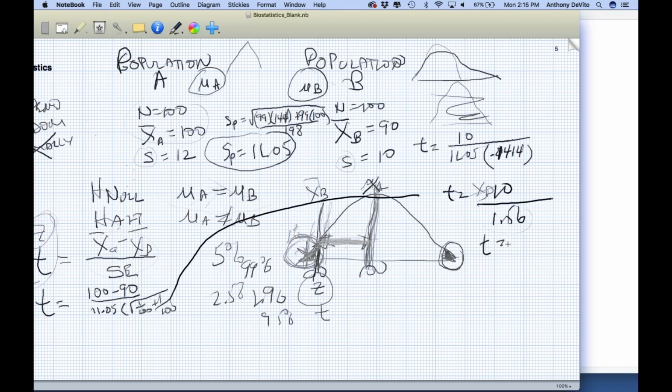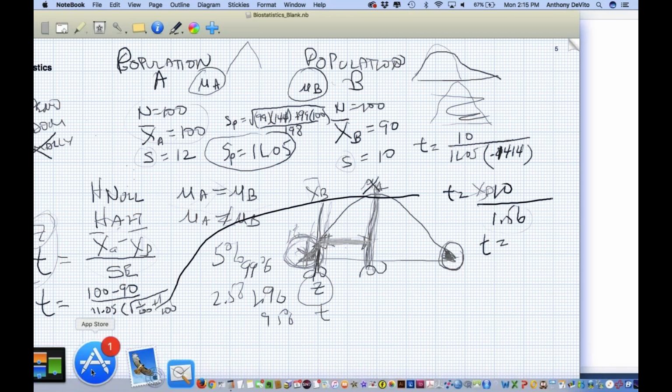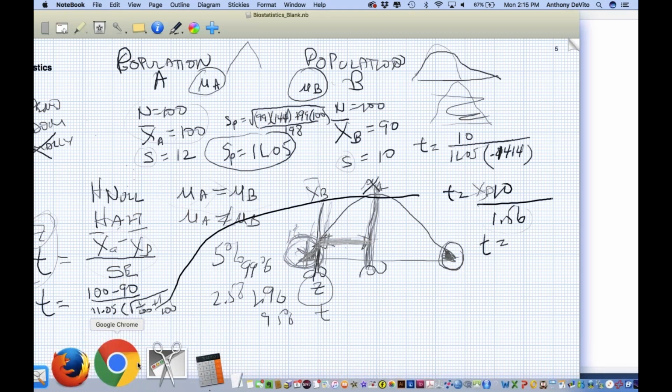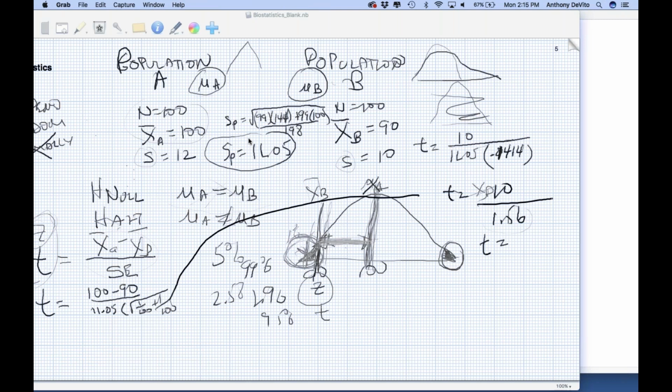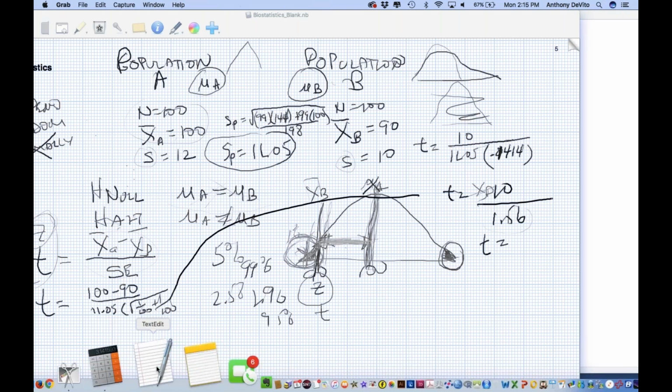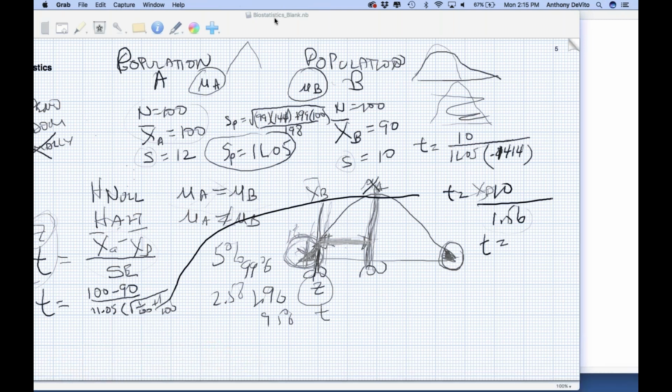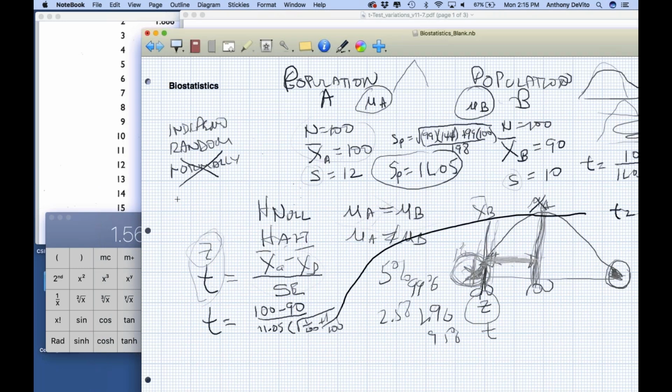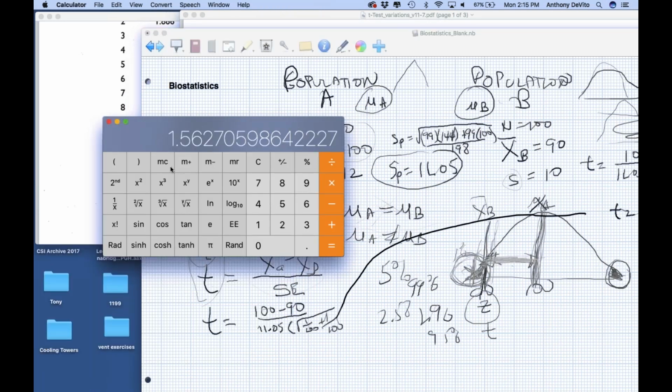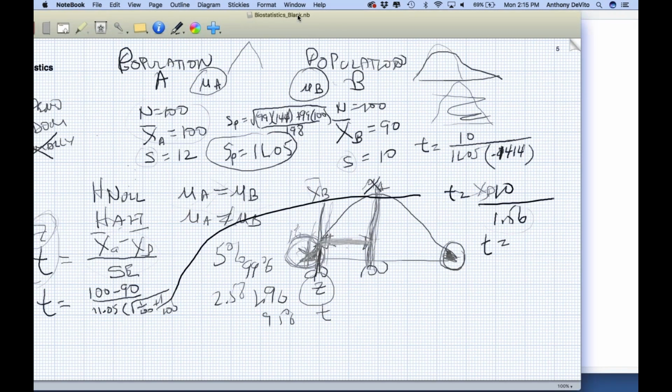So t, the number of standard errors apart, is going to be 10 divided by 1.56. Okay, we're recording this, so you got a chance to see it again. 10 divided by 1.56, and it comes out to be, I'm going to call it 6.4. T-score is 6.4.